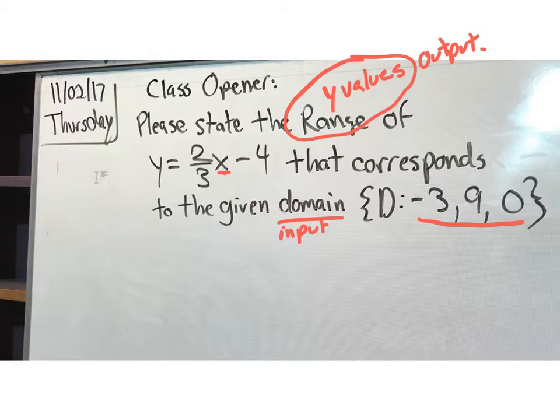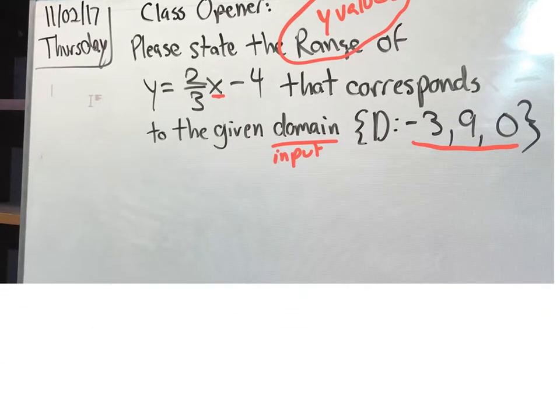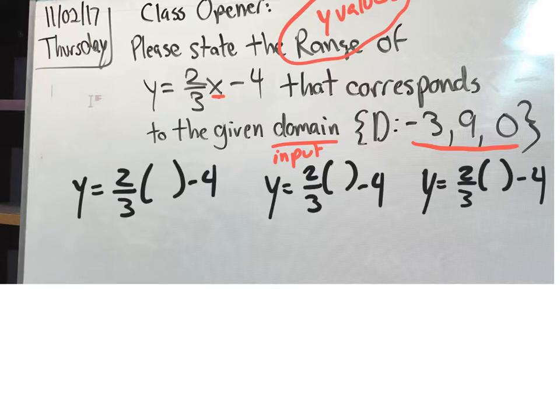So since there's 3 domain values that we want to plug in, I'm going to rewrite this function 3 times, but instead of x, I want to put parentheses. That way I could plug in each of these 3 numbers as the inputs, do the math, and then get the outputs that correspond to those 3 inputs. So there it is, written 3 times.